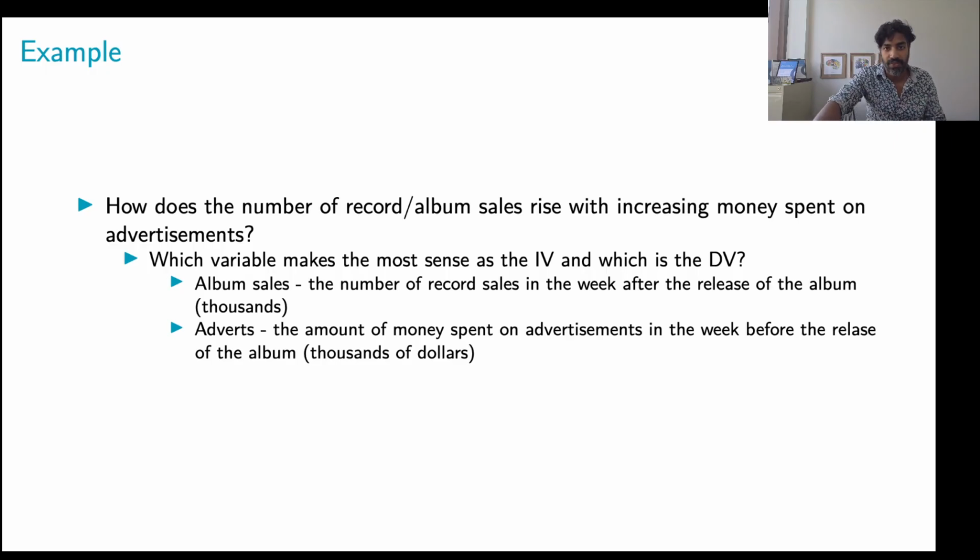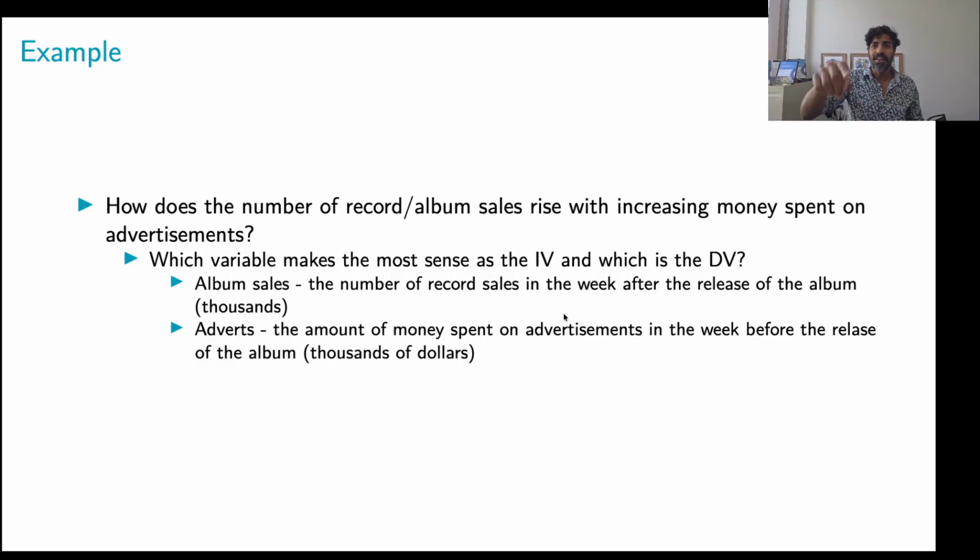So let's talk through this example, and I'll talk about y hat a bit later. So let's talk through the example of how the number of record or album sales rise with increasing money spent on advertisements. So which variable makes the most sense as the independent variable, and which is the dependent variable? Why I'm having you think about this is because I want you to start thinking intentionally about the design of your multiple linear regression. So it's different to correlation. We're not just putting in the variables and seeing the correlation. We're actually having to think of, theoretically, what direction would make sense? So stop the video, have a go at that, and then come back.